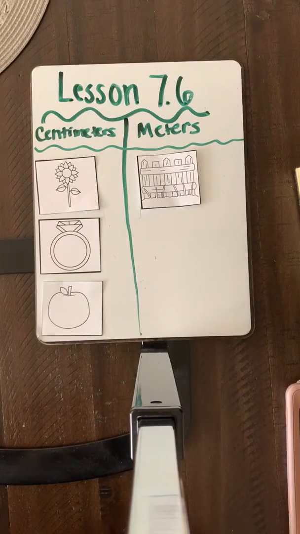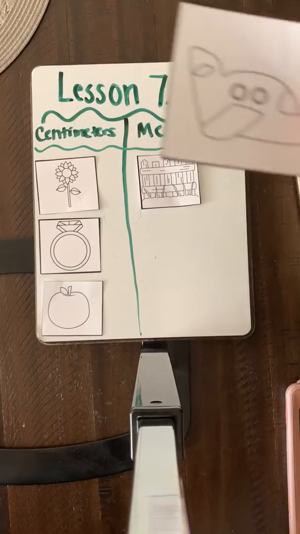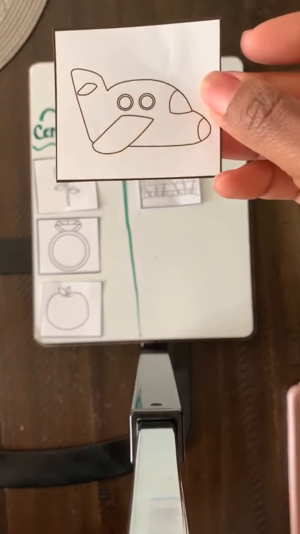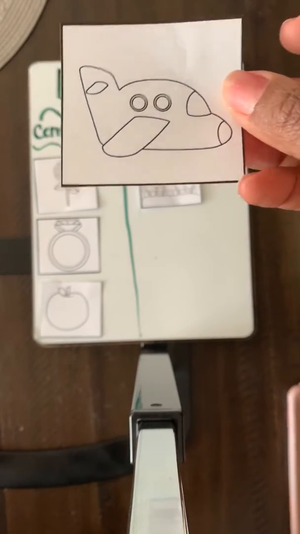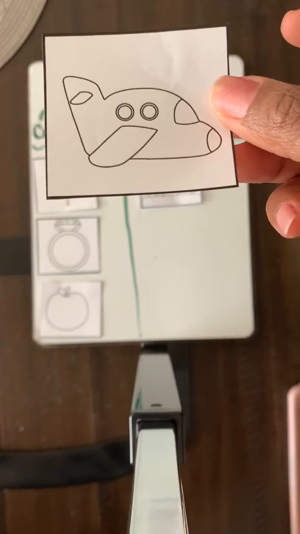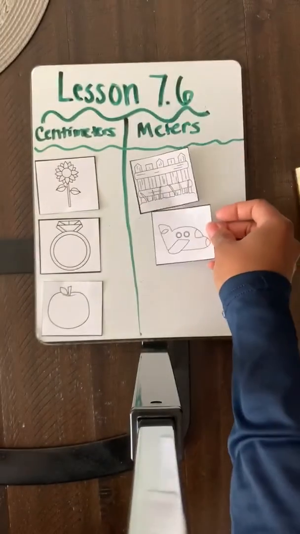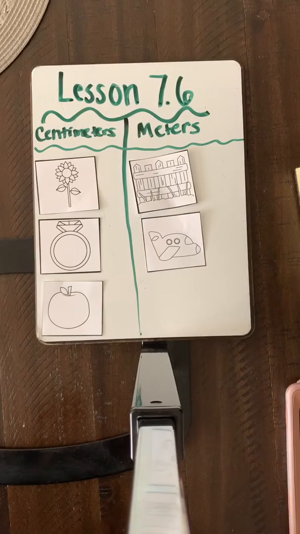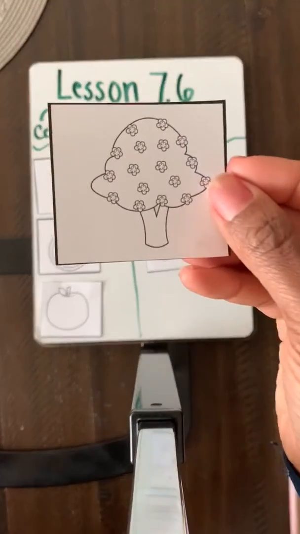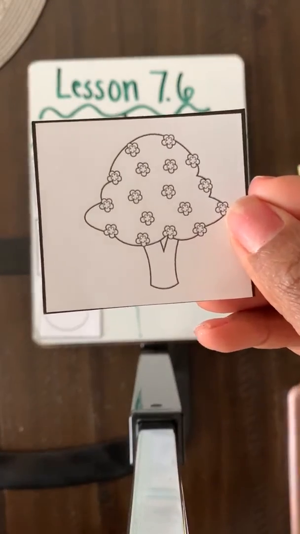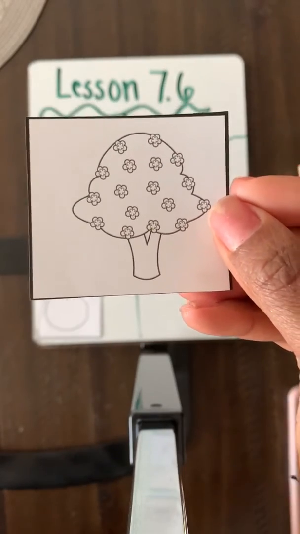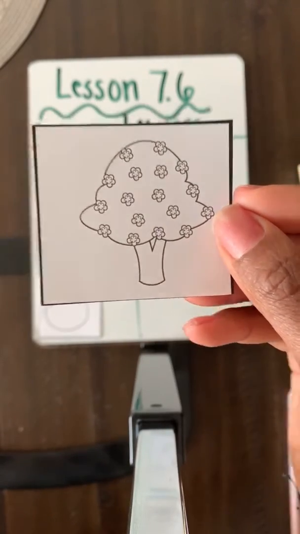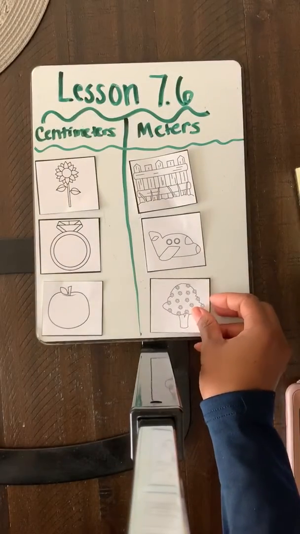What about an airplane? Do you measure an airplane with centimeters or meters? You guessed meters, you are correct. And our last item is a tree. Would you measure a tree with centimeters or meters? If you guessed meters, you are correct again.